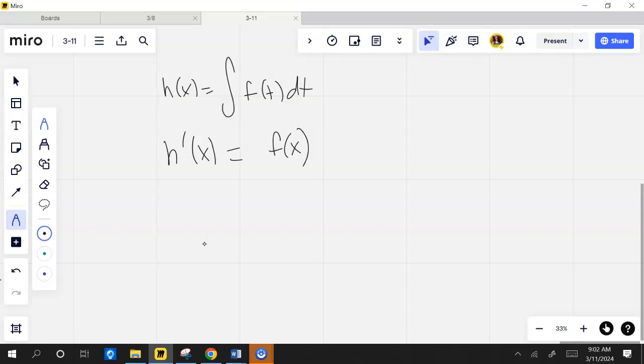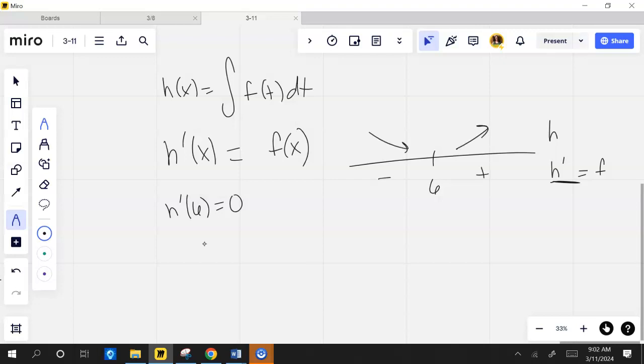So here's what I did. I said, okay, the derivative tells me what the function is doing. The derivative is f. That's the actual graph. So I'm looking for the zeros of the actual graph. Only happens one time. That's at 6. So h prime of 6, I know, is 0 because that's coming straight off of my graph. It's negative, it's positive, it's decreasing, it's increasing.